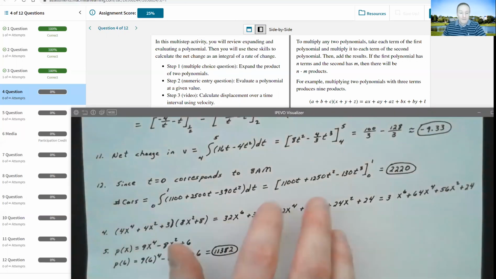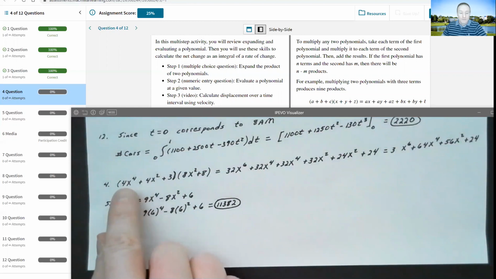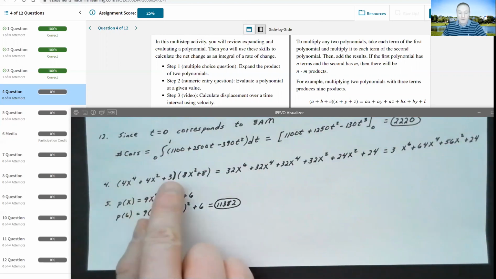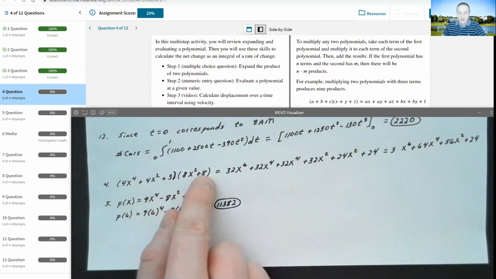The work I did for that is right here, where I took 4x to the fourth plus 4x squared plus 3 times 8x squared plus 8.